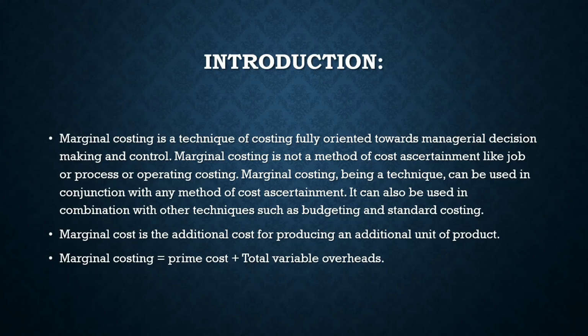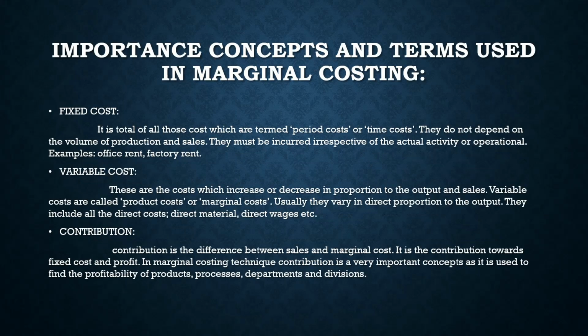The formula for marginal cost is equal to prime cost plus total variable overheads. Prime cost is nothing but direct material, direct wages and direct expenses, plus the total variable overheads, which is equal to the marginal cost. So the next important concepts and terms used in marginal costing.